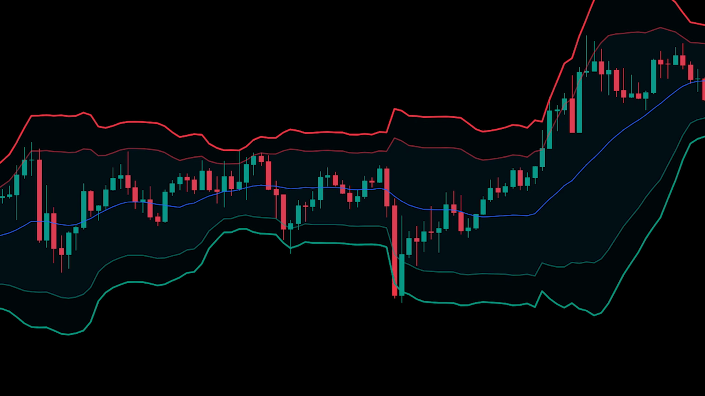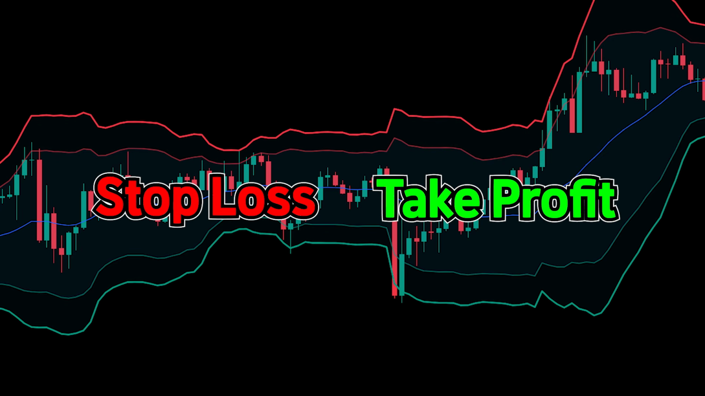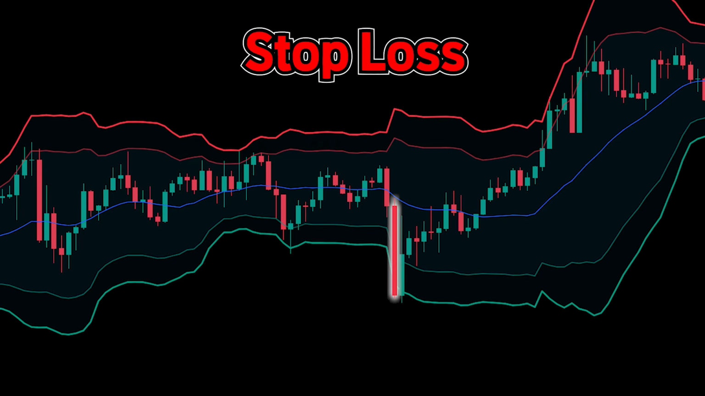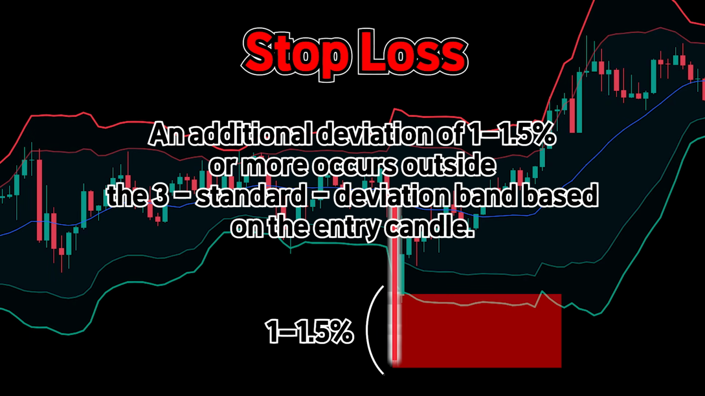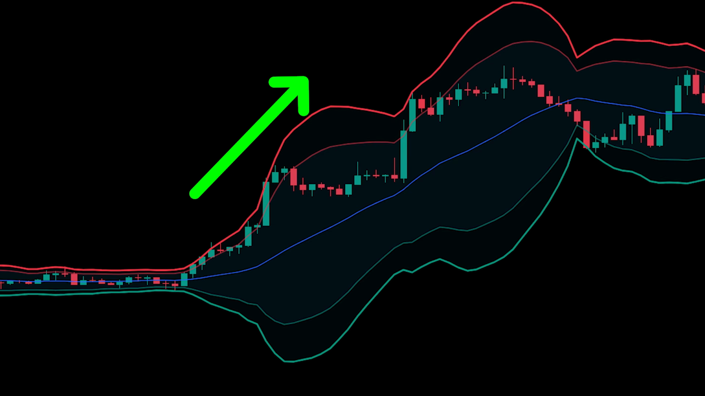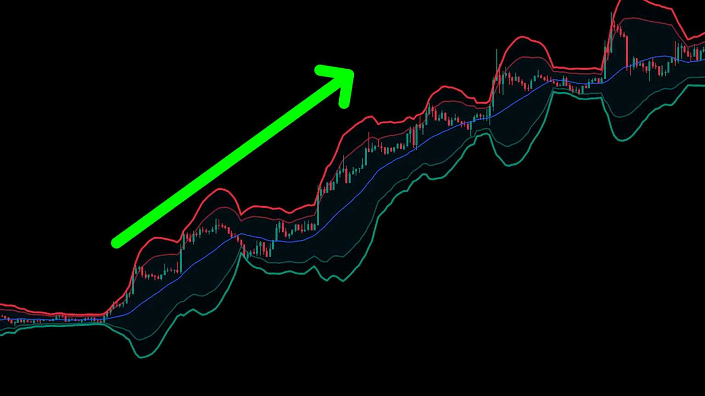Let me walk you through the stop loss and take profit rules. For the stop loss, if price moves an additional 1 to 1.5% beyond the standard deviation 3 band from your entry candle, exit immediately. If price fails to return after the breakout and keeps pushing further, the probability of a trend explosion is high. Cut it fast.